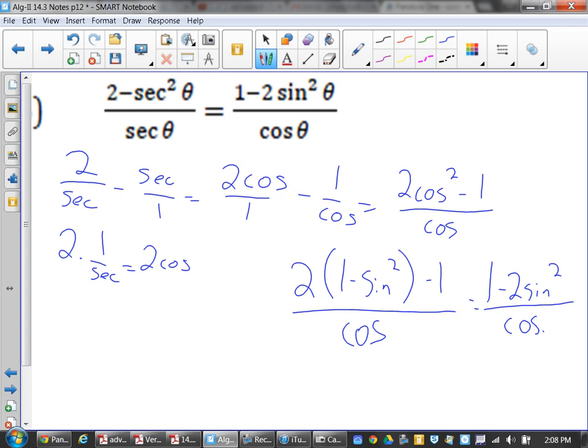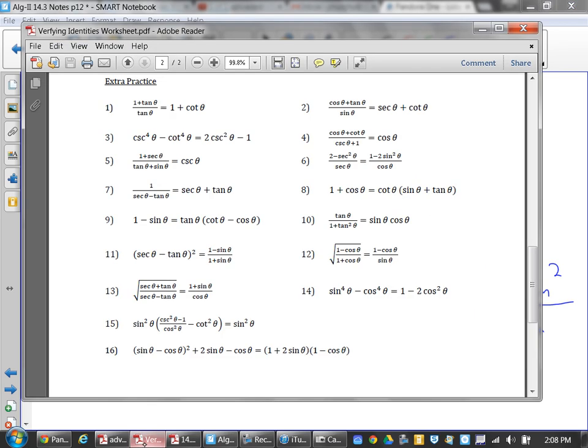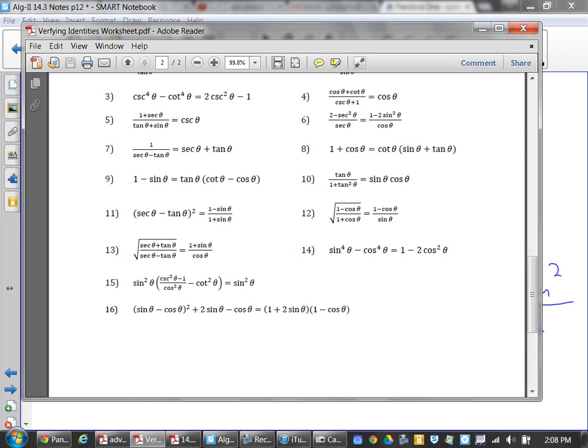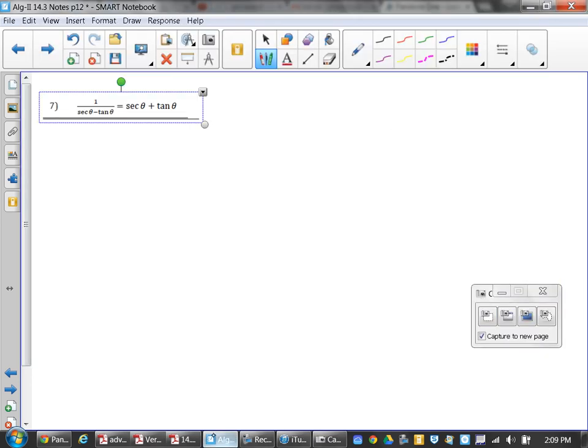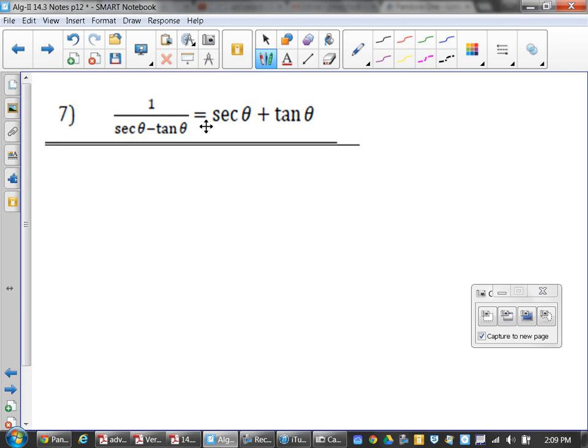All right. 7 and 8. 8's really easy if you go right to left. I'm not even going to bother with that. It's very, very easy. This is a prime candidate for conjugate.